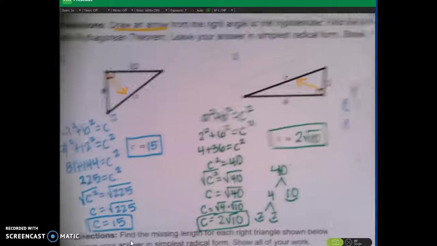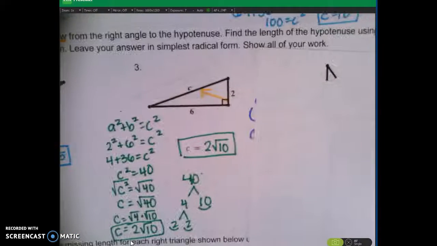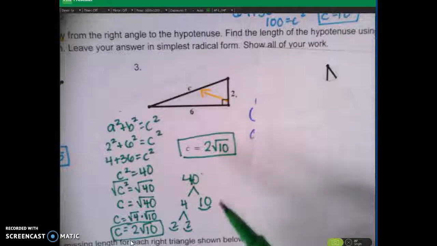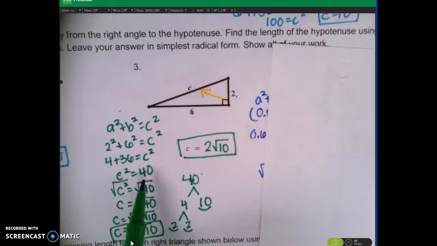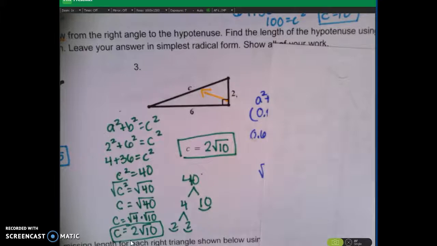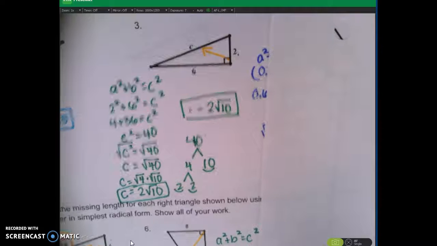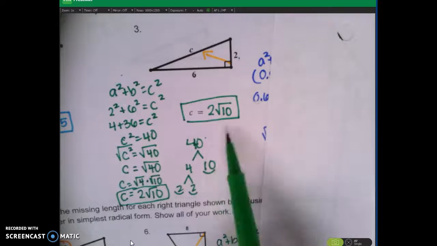Taking a look at number 3, did you remember to leave your answer in simplest radical form? When I'm looking at number 3, I saw that I had 6 and 2 as my leg lengths. So after I squared and added, you should have had c squared equals 40. Now, to get c by itself, I take the square root of both sides. And I notice that 40 has a perfect square factor. What's a perfect square factor of 40? That's right, it's 4. Radical 40 is radical 4 times radical 10, and radical 4 is equal to 2, so I know that c is equal to 2 radical 10.